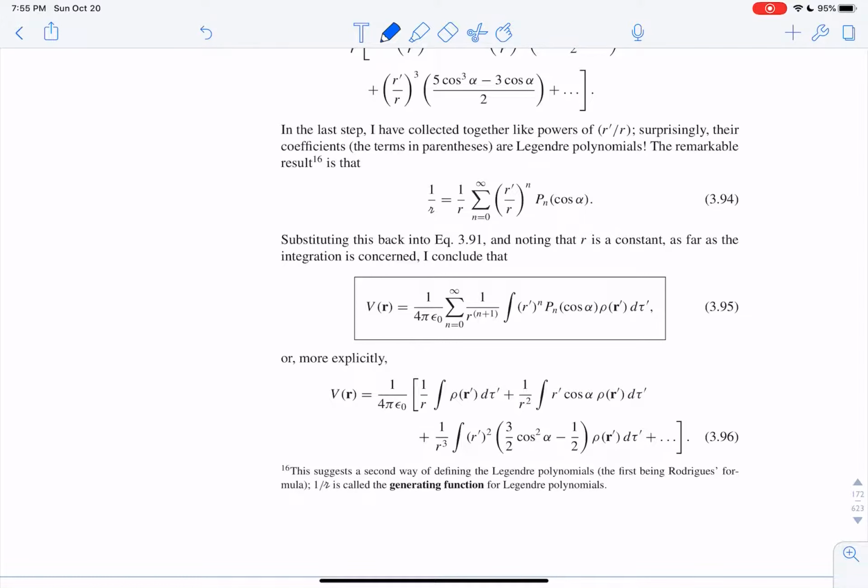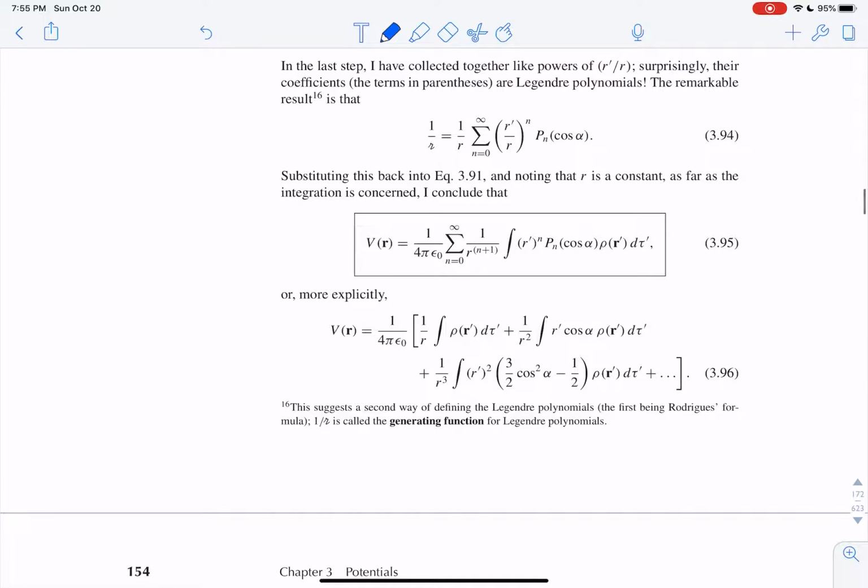So substituting that back into 3.91, you get this nasty thing, which says that the potential of any charge distribution is the integral of the charge distribution, and then the sum of all the little r values. Okay, so more explicitly, if you want to write this out, you get the potential is 1 over 4 pi epsilon naught times 1 over r. So this is the n equals 0 term. So n equals 0, you got r prime to the 0, which is 1.